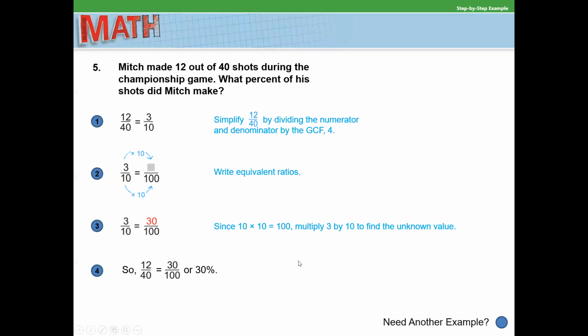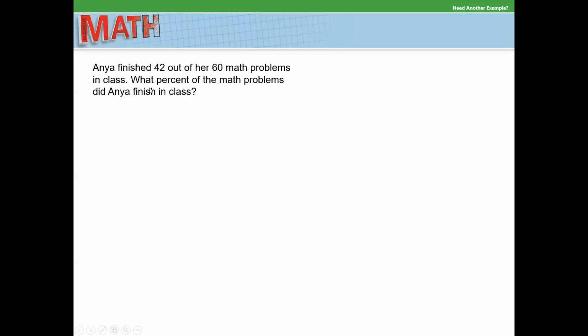Need another example? Anya finished 42 out of her 60 math problems in class. What percent of the math problems did Anya finish in class? Press the pause key. Show all of your work in your math notebook. Be prepared to talk about it in group later. Press the play button when you're ready to go on.